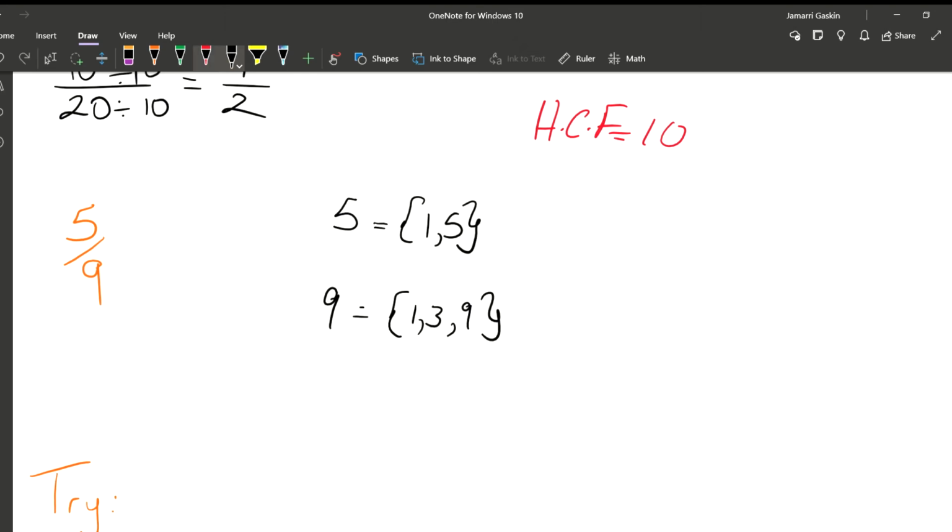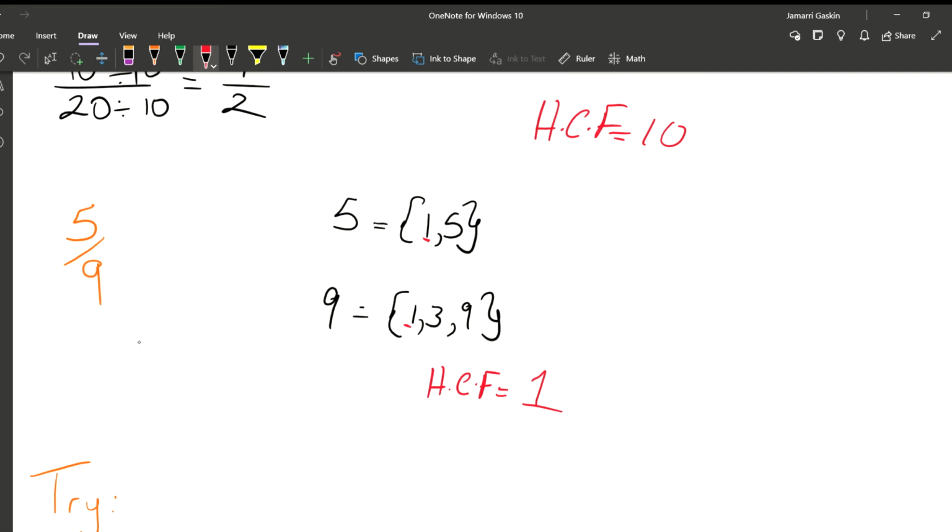Let's see what is common. So we have 1 is here, 1 is here, and oh, wait, hold on. There's nothing else that's common. So our HCF is 1. Now, how does that play into this?